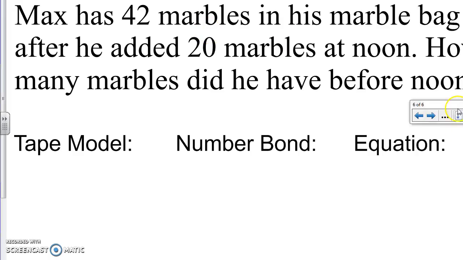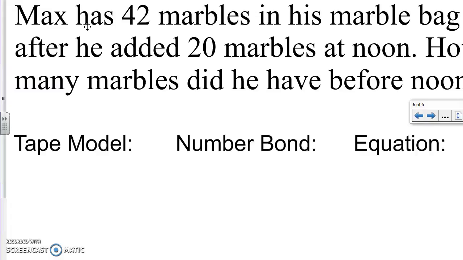Alright, so you are getting ready to hear the application problem for Lesson 2, Module 5. The application problem says Max has 42 marbles in his marble bag after he added the 20 marbles at noon. How many marbles did he have before noon?